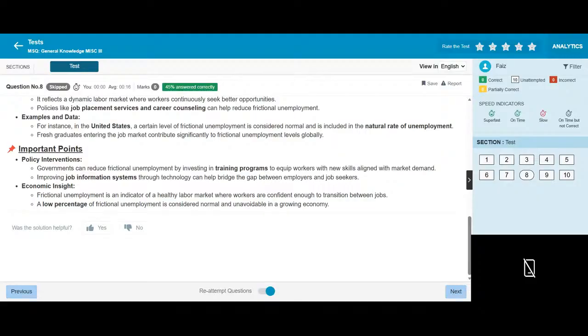Young people entering the job market contribute significantly to frictional unemployment. Policy intervention: government can reduce frictional unemployment by investing in training programs to align workers' skills with market demand and improve job information systems. Stimulus can help recovery. Frictional unemployment is an indicator of a healthy job market.